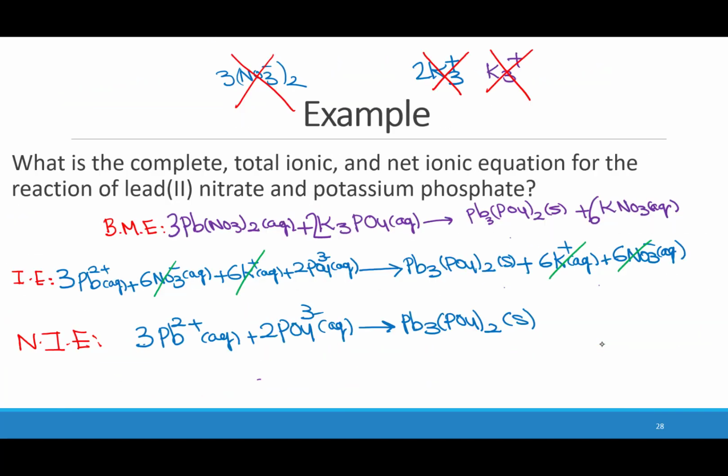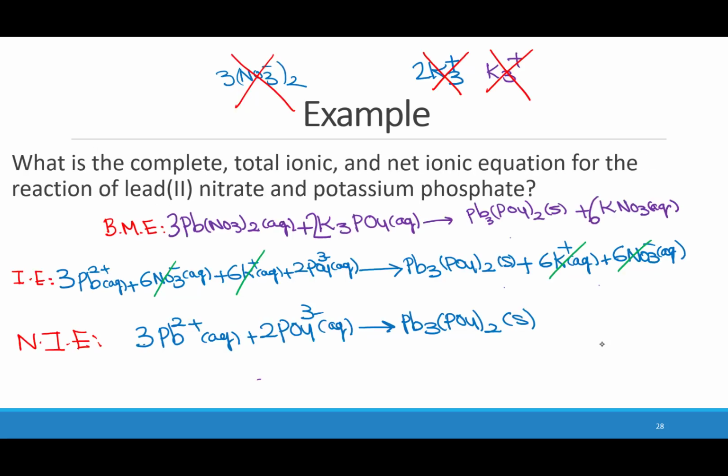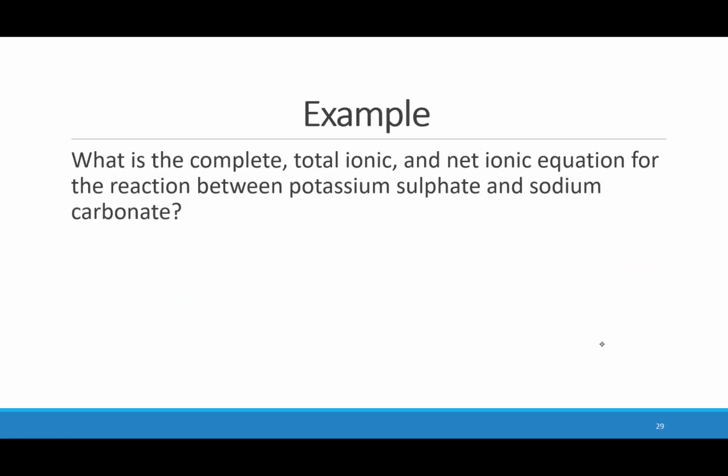Okay, and I did some examples. That's where I stopped. You're gonna write a complete total ionic and net ionic for the reaction between potassium phosphate and sodium carbonate. Let's do that one. Let me get my notes out.